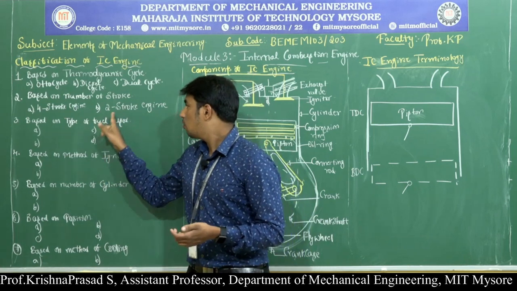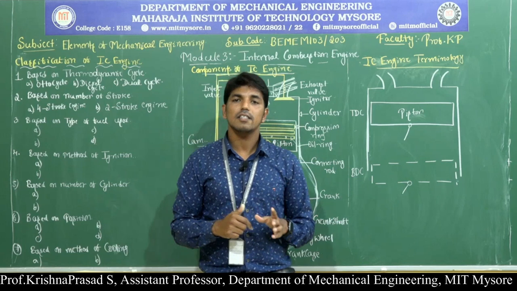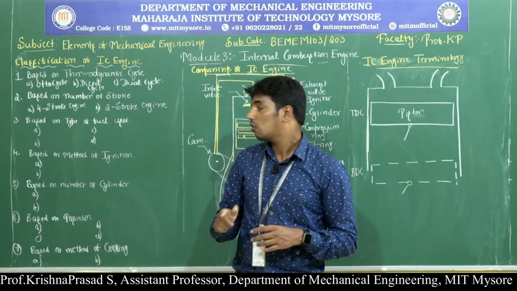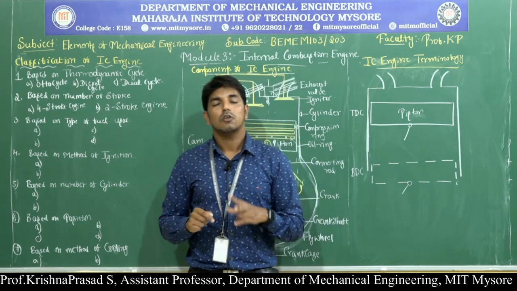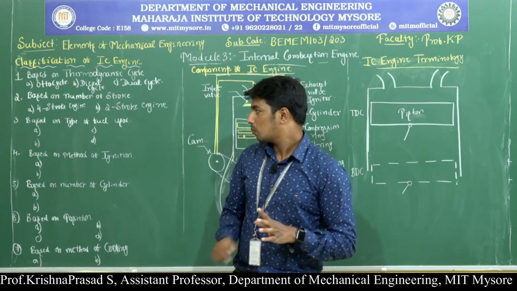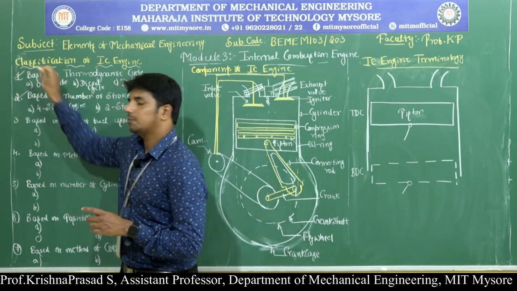Okay, next, what is meant by the two-stroke engine? In the two-stroke engine, the working cycle is completed in only two different strokes of the engine. What are the two different strokes? They are the upward stroke as well as the downward stroke. So this classification is based on the number of strokes.